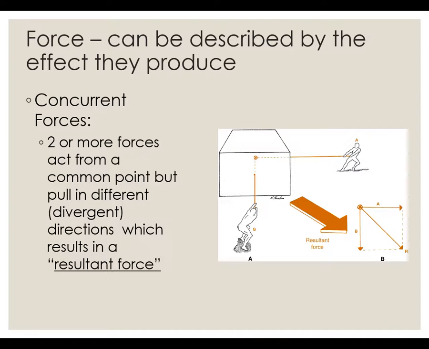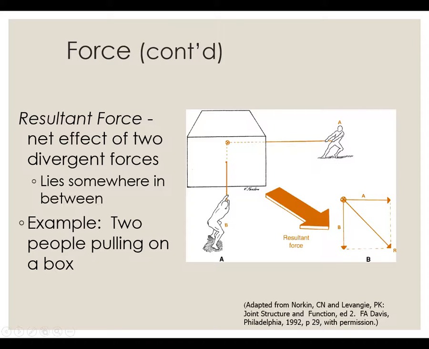And then concurrent force, this is when two or more forces act from a common point but are pulling in different directions. The result of this is called the resultant force. So here you've got the task of pulling this large box, and they need to get it where the arrow is pointing. As you can tell right here, they need to get it, let's say, over here. So they're pulling in two different directions to get this to move in another direction, which is that resultant force, where it ends up. And of course, the net effect of two divergent forces is the resultant force.